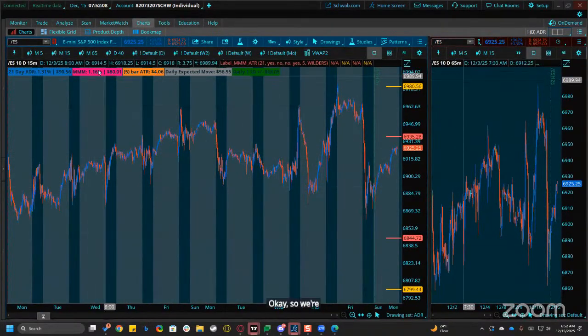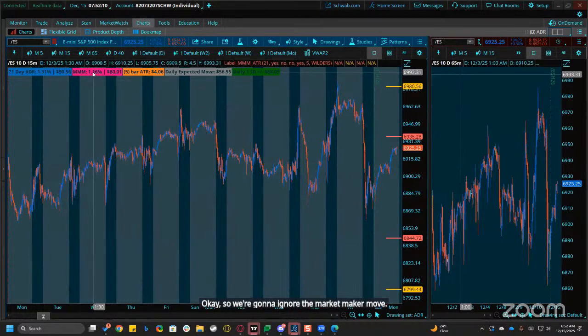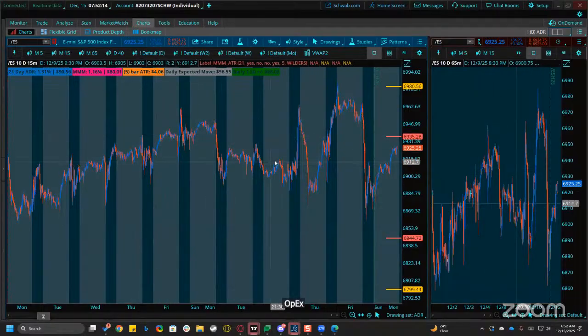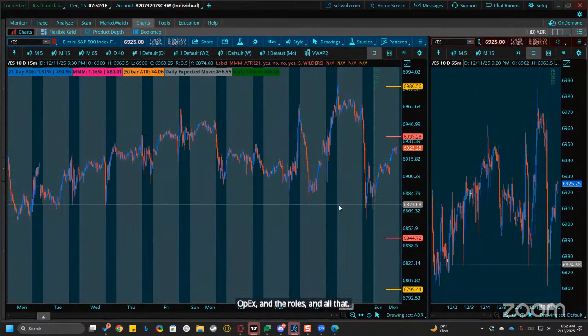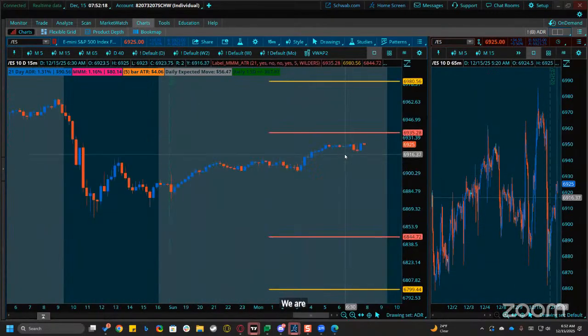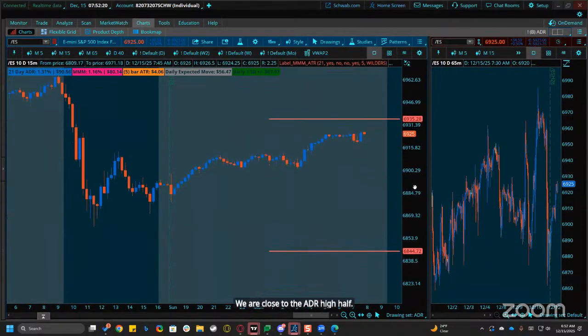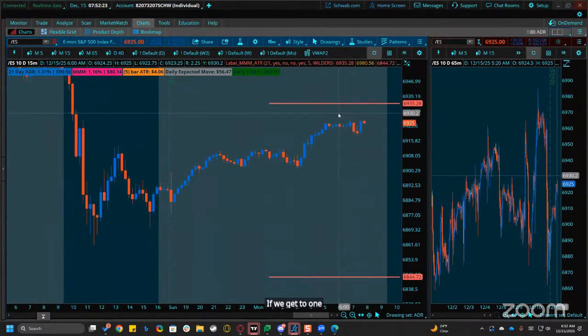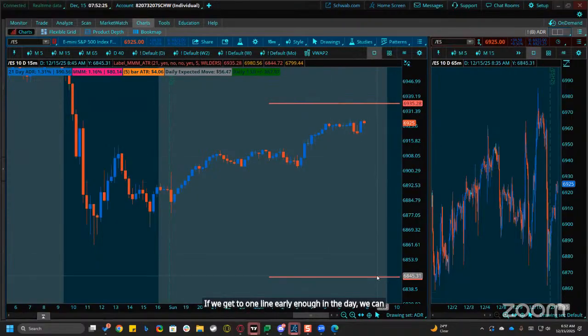Okay, so we're going to ignore the market maker move because that's very likely due to the OPEX and the rolls and all that. We are close to the ADR high, half. If we get to one line early enough in the day, we can go to the other line by the end of the day. Again, this isn't bullish or bearish. This is the wave of price in how it moves. It's what markets do, right?